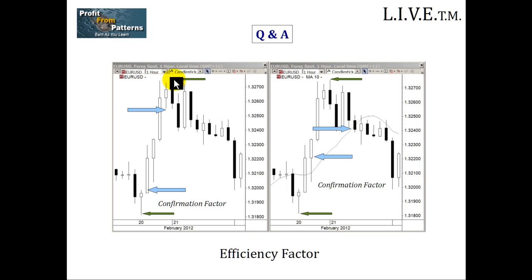Now, in terms of not exiting there, but waiting for the market to reverse, the distance between those two is known as the giveaway factor. How much do I give away of my profits to get out?